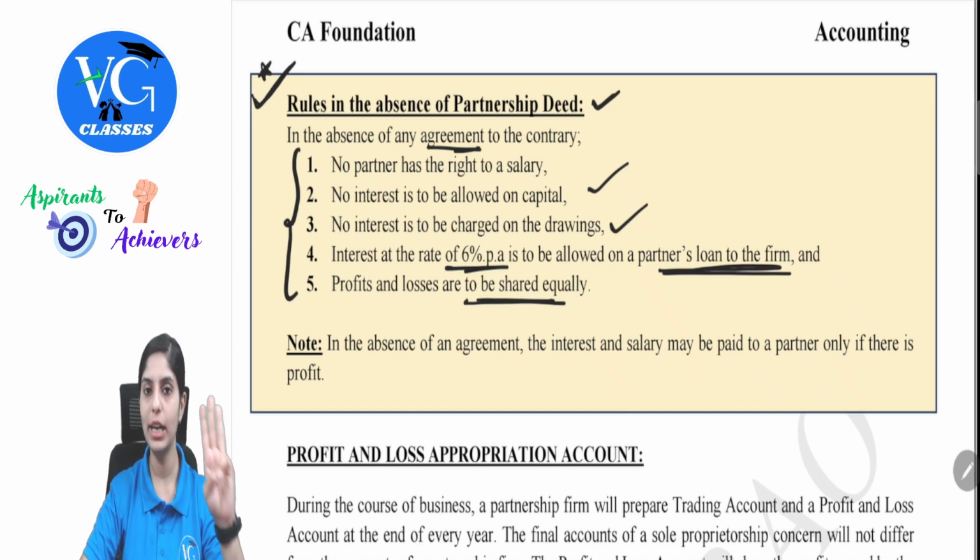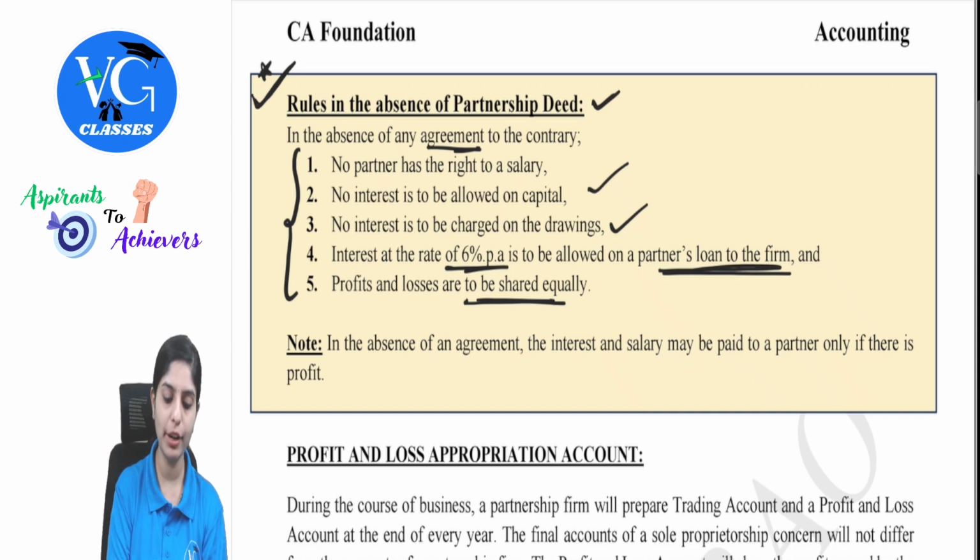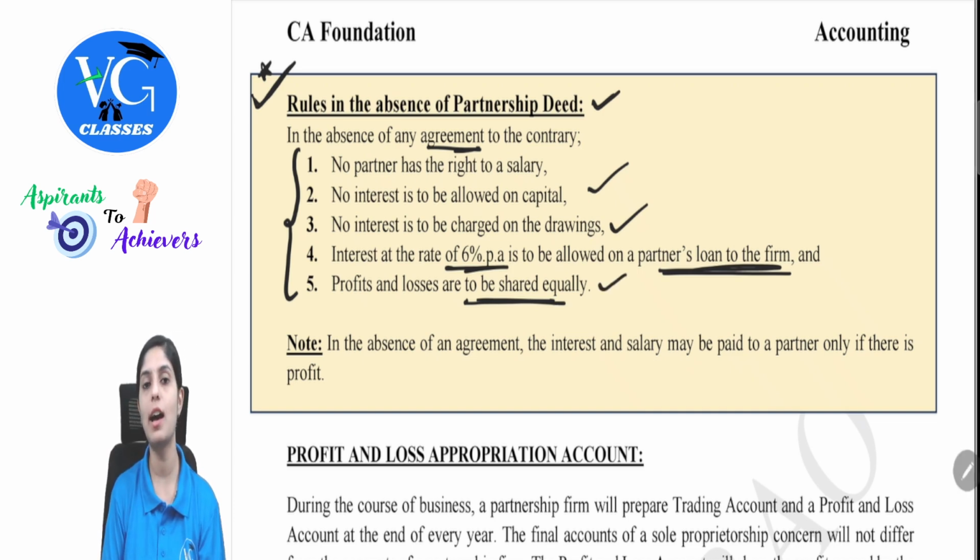3 points are related to interest. What are those? There is no interest on capital. There is no interest on drawings. If there is a loan advanced by a partner to the firm, the rate of interest is only 6% per annum. These were the 3 points related to interest. The other 2 points are, one, a partner cannot draw salary, and the last point, where profits and losses are to be shared equally. Now here I had mentioned they can also test you in the form of a case study.